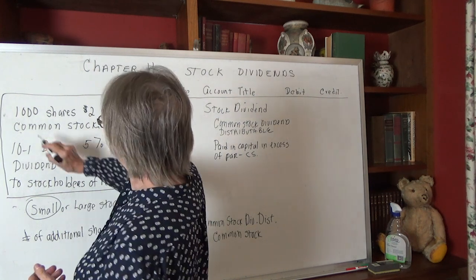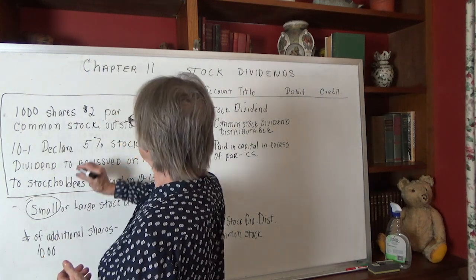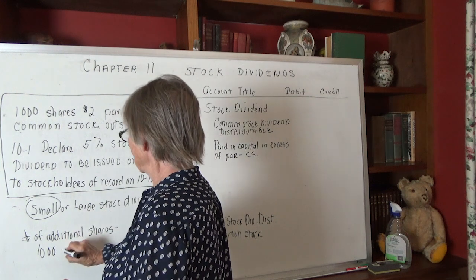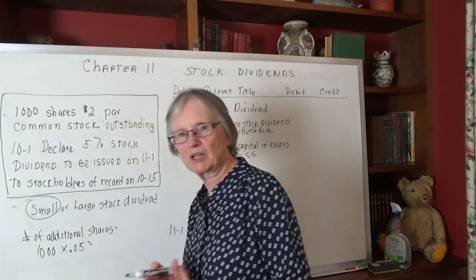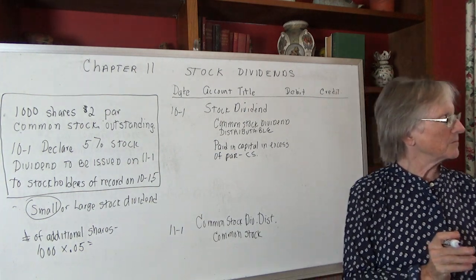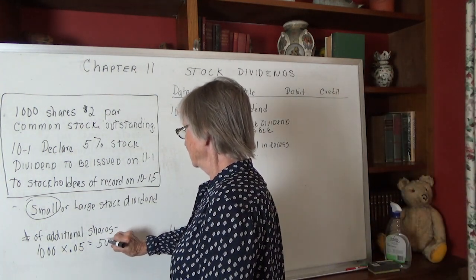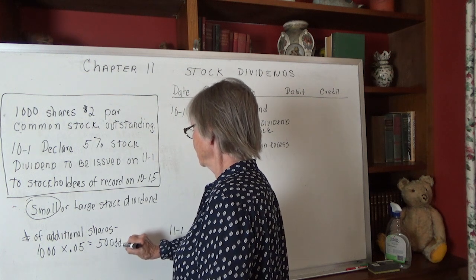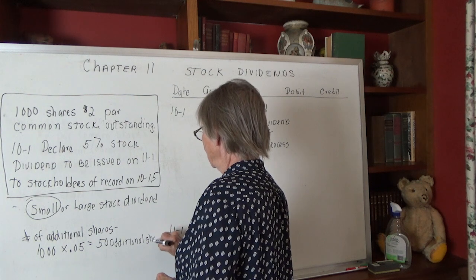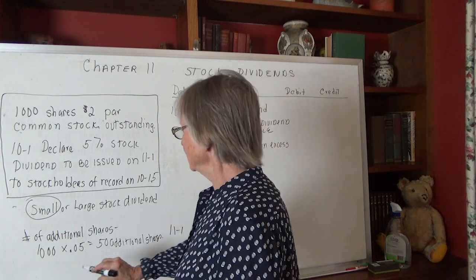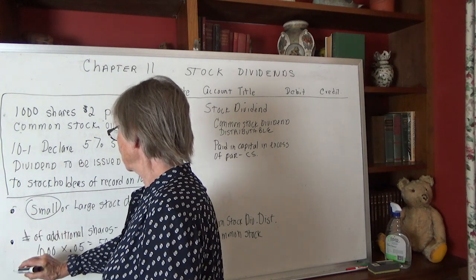Right now there's 1,000 shares outstanding. We're doing a 5% stock dividend, so we go times 0.05, and that would tell us that we are going to be issuing 50 additional shares. Okay, so that's that. This is our question 1, here's our question 2, number of additional shares.